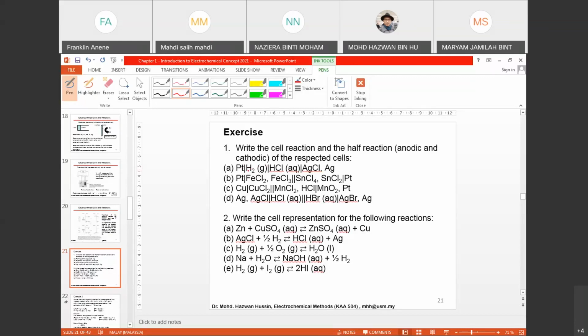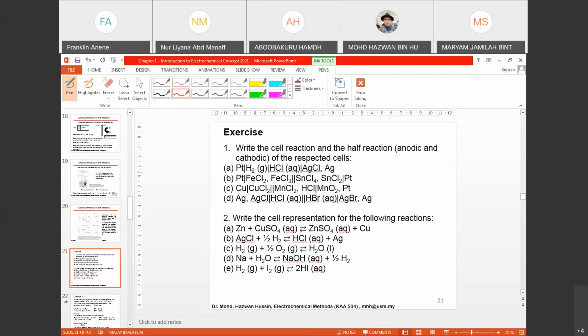Cathode. Cathode. Hamda? Hamda, do you have any idea? Yeah, anode. Anode, okay. So Madi and Hamda say it's anode. Liana? I think it's an anode. Anode too. Shamira? It's anode, Doctor. Okay, alright.